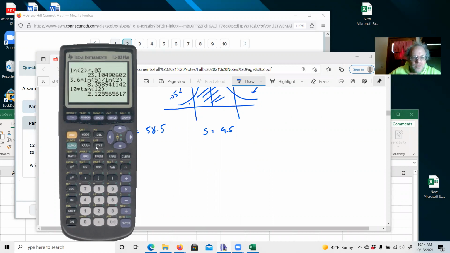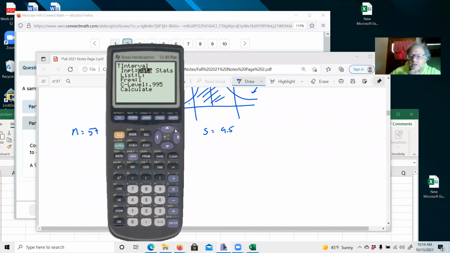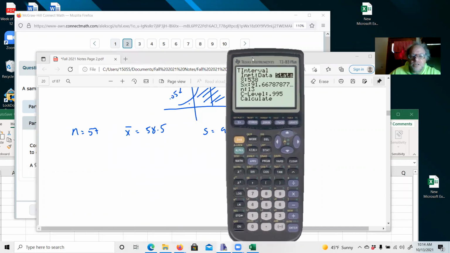So we're going to go to stat, then tests, and then T interval. We're going to do a T interval here, and we're just going to type in the stats. We don't have any data to give it, we just have some descriptive statistics. I've got a mean, a standard deviation, and a sample size. What was my point average? My point average was 58.5.